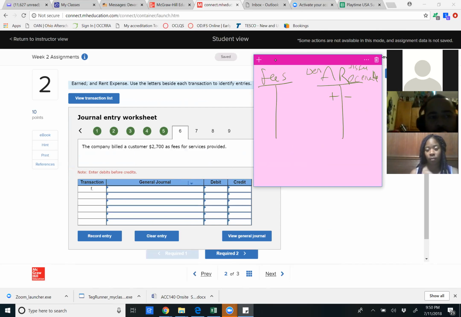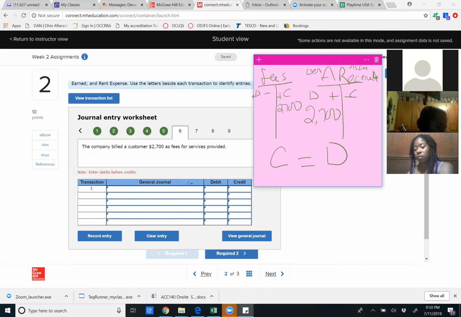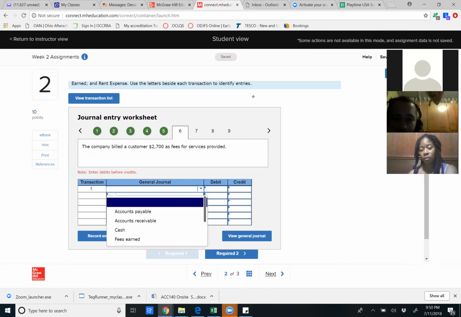So plus minus, debit, credit, and fees is a revenue. So it's a minus plus. The accounts receivable balance went up because it was 0 before. Now it's 2,700 to show that somebody owes us money. And our revenue account also went up by 2,700 to show that our revenue increased. Now our credit is equal to our debit. Cool beans? Our journal entry says that we're going to do our debit first, which I forgot that fast.